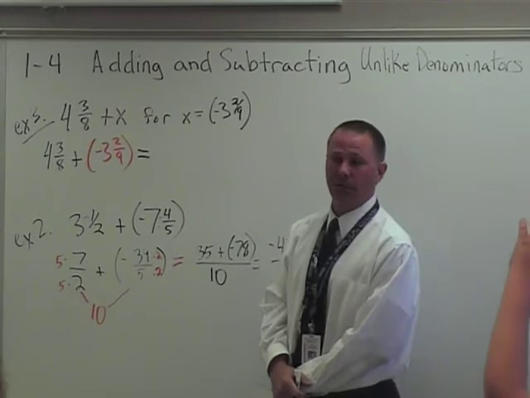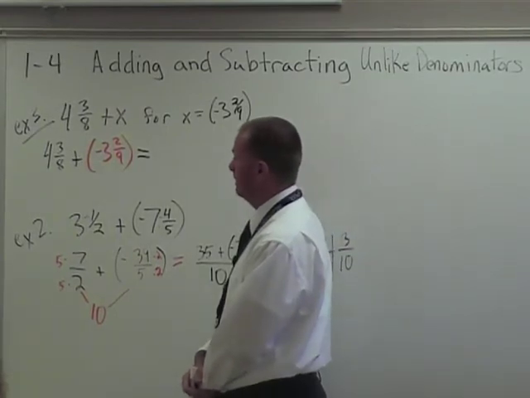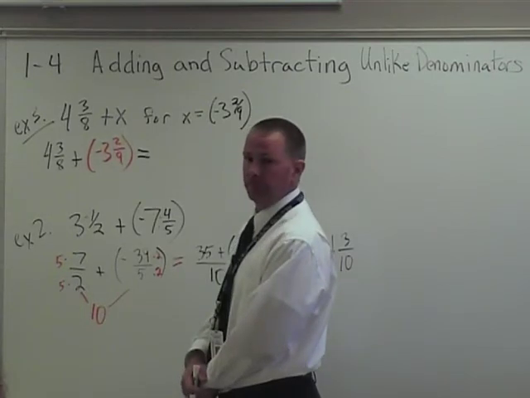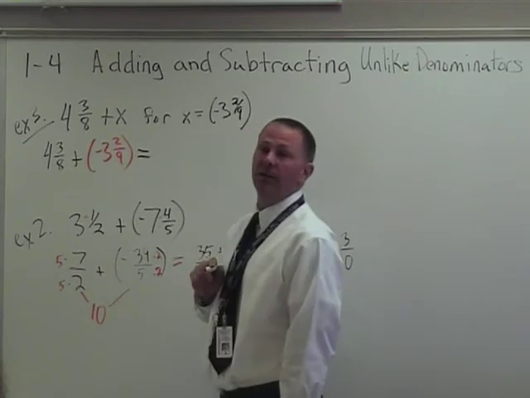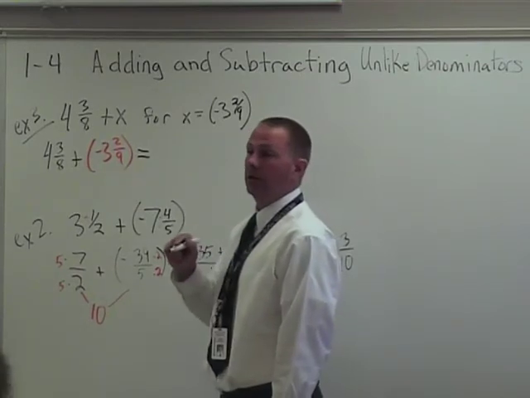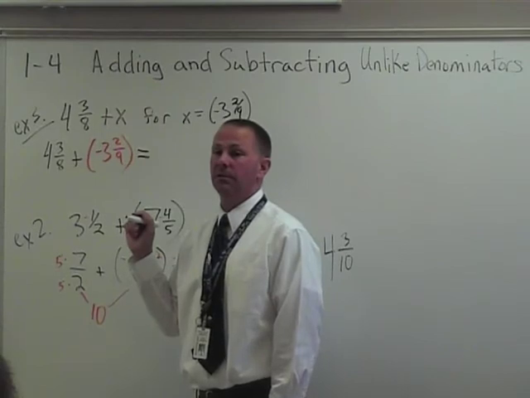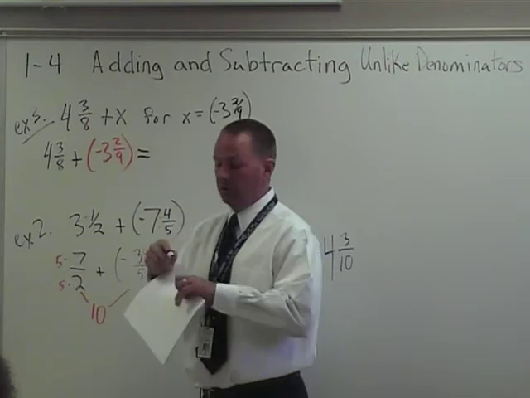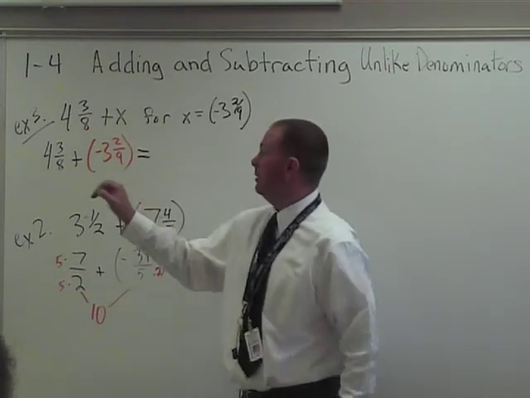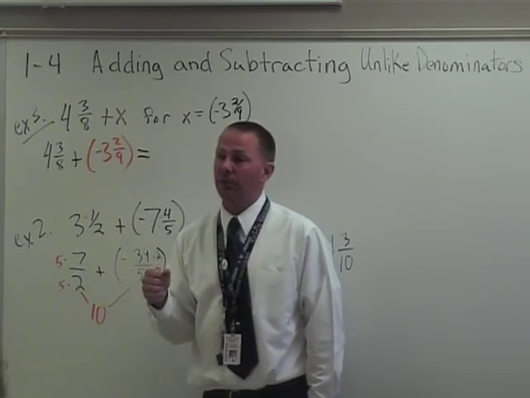Unless somebody wants to help. Nephi? You turn the negative 3 2/9 into negative 25 over 9. Okay. Did you take 9 times 3 and get negative 27, and then you added 2? Yeah. Okay. Do not apply the negative sign to your value when you're changing to an improper fraction.